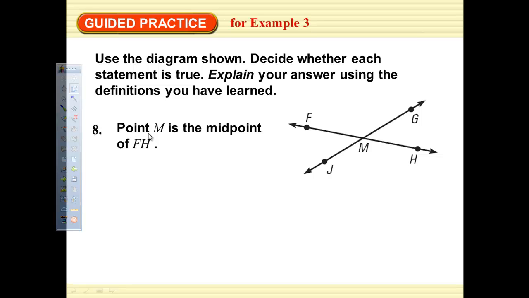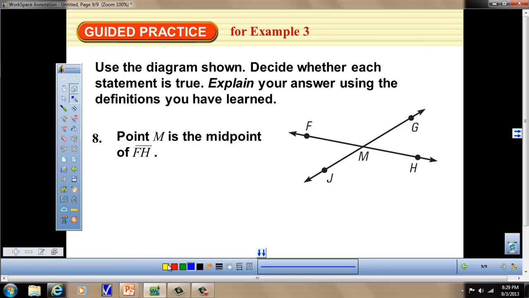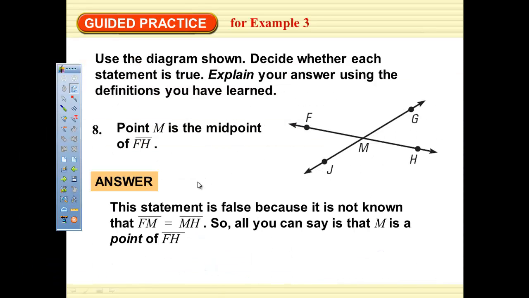And we want to know if point M is the midpoint of FH. In order for that to be true, we would need to have a tick mark there and a tick mark there. Since those tick marks are not there, we do not know if M is the midpoint of FH, so we would say it's false because we don't have enough information. So it's false, we don't know if those are equal, therefore we don't know if M is a midpoint.